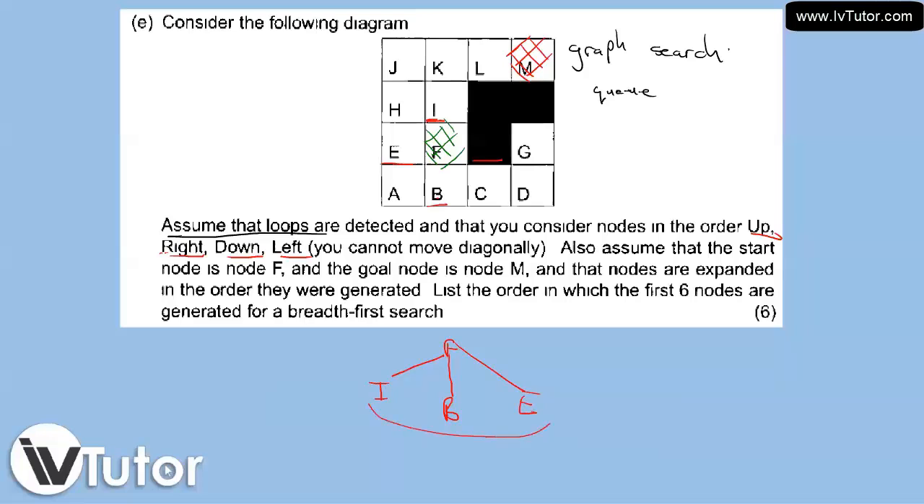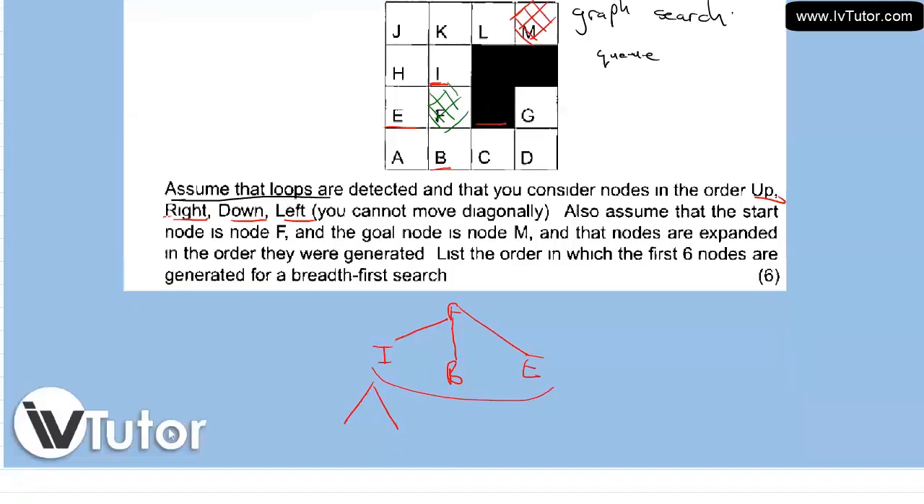Then we need to expand I. I will be expanded to give, up is K, then right is nothing, and then F. So this is a loop. It will detect this loop and stop there. Then B will give, up, an F. Right will give you a C. Down there's nothing, and then it will give you an A.